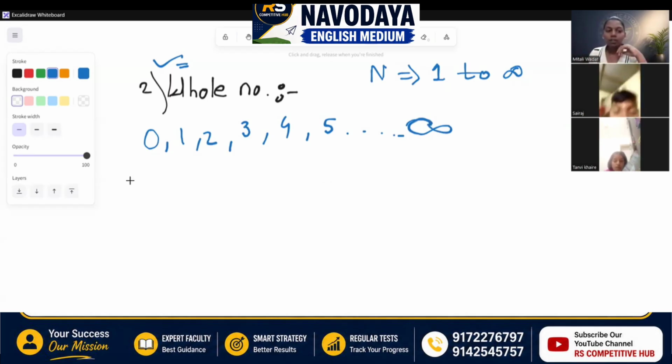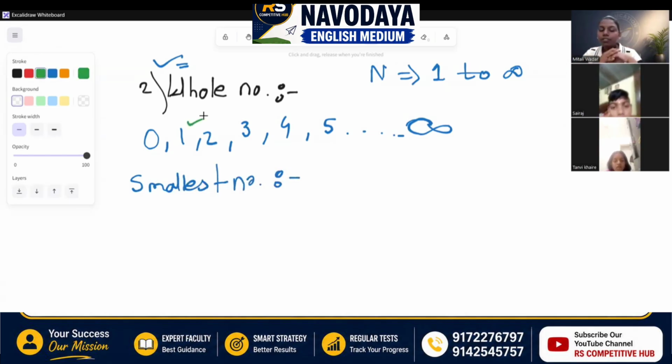So according to this, which number is the smallest whole number? One, Tanveer says 1. And what about Sairash? Which is the smallest number according to you? Teacher, zero. Yes, Sairash says 0. Let me write it. According to Sairash it is 0, and according to Tanvi it is 1. Sairash, can you tell me why you chose 0?